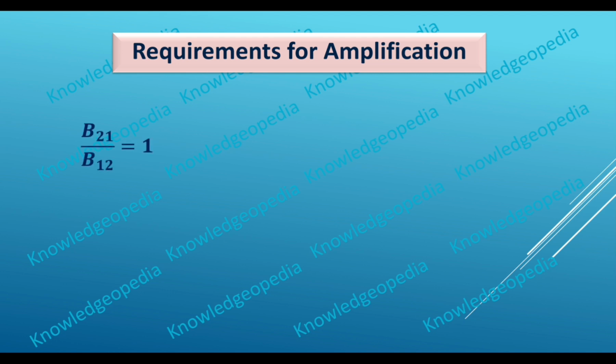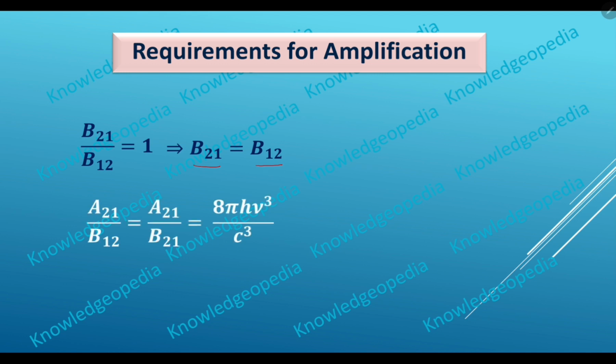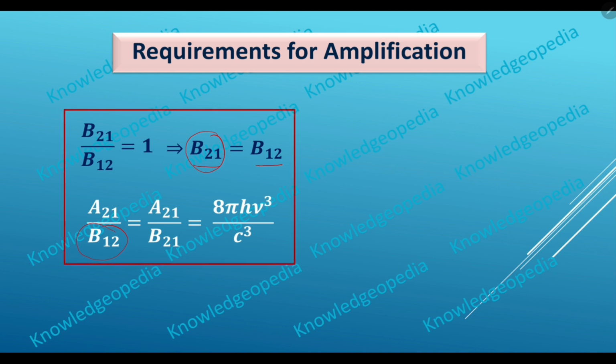Now coming to the relations we have obtained, this is the first equation: B21 by B12 is equal to 1. From here I can write B21 is equal to B12. And the second relation we obtained is A21 by B12, that is equal to A21 by B21, and that is equal to 8 pi h nu cube by c cube. So these are the two relations developed by Einstein, which are known as Einstein equations, right?